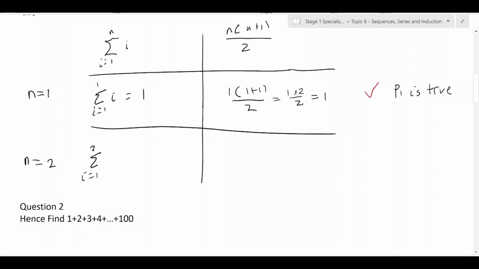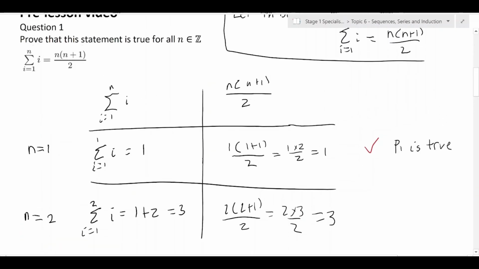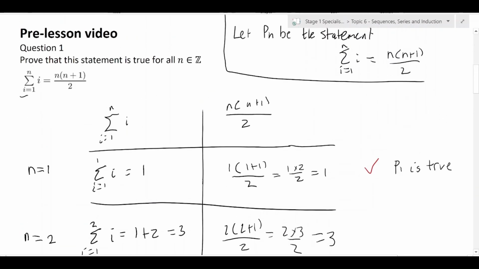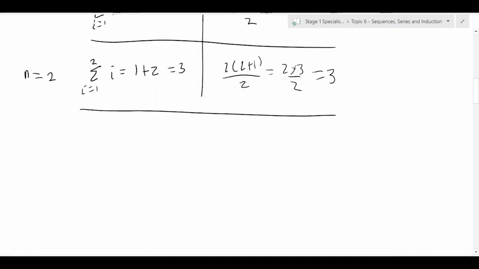So this is i equals 1 to 2 of i. So this is going to be 1 plus 2, which is 3. On the right hand side, you've got n(n+1), so that's 2 times (2+1) over 2, which is 2 times 3 over 2, which is 3. I'll reiterate, if you're not comfortable with summation notation, this thing just means 1 plus 2 plus 3 all the way up to n. That's what we're doing. Okay, so it looks like it's true for n equals 2. I might just show one more so we have an example.